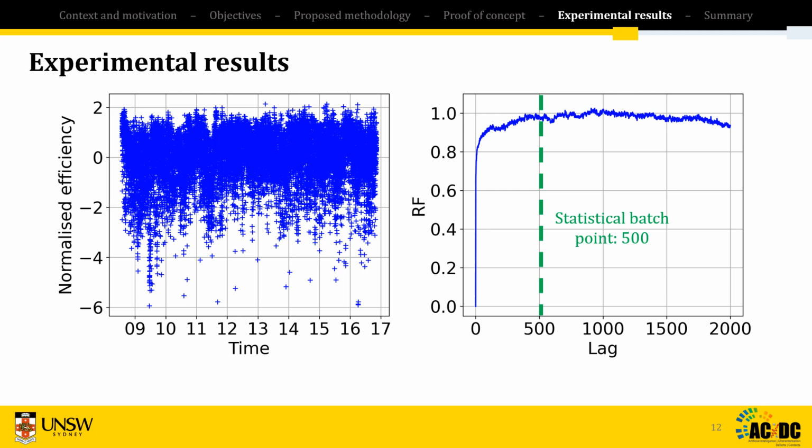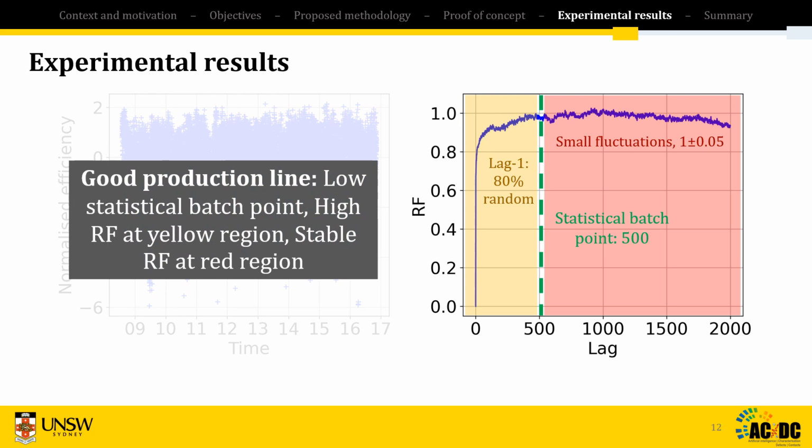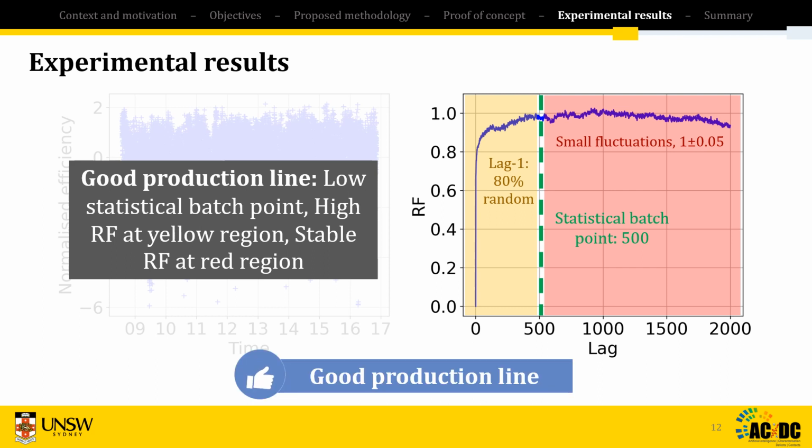We assumed that this is due to the diffusion process in the production line, and this was further confirmed by our industry partner. And for the yellow region, we see that already at lag 1, 80% of the variance is already random, and you'll see small fluctuations in the red region. So let's remember, these are the criteria for a good production line, and since all of these are met, we can say that this is a good production line.